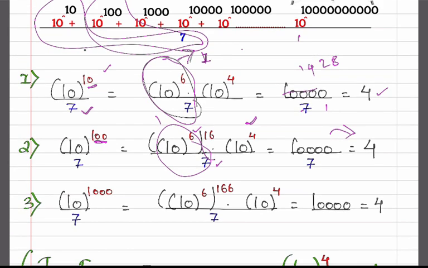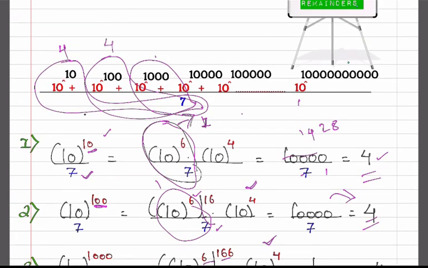Just see the pattern. 10 raised to 1000. Even if I take this, what will happen here? 10 raised to 1000 divided by 7. 6 raised to 166. I am always left with 10 raised to 4. If I am always left with 10 raised to 4 divided by 7, in all the cases, I will always get the remainder as what? 4.